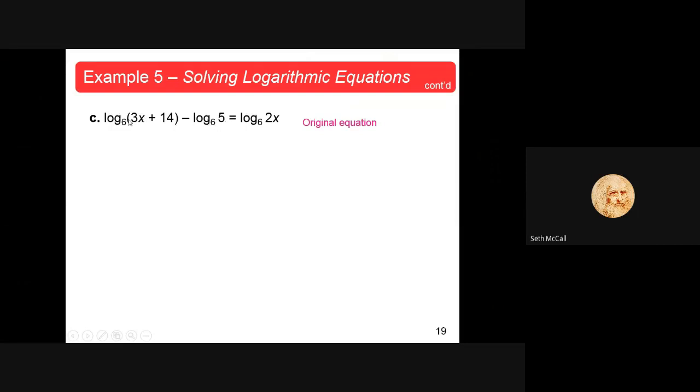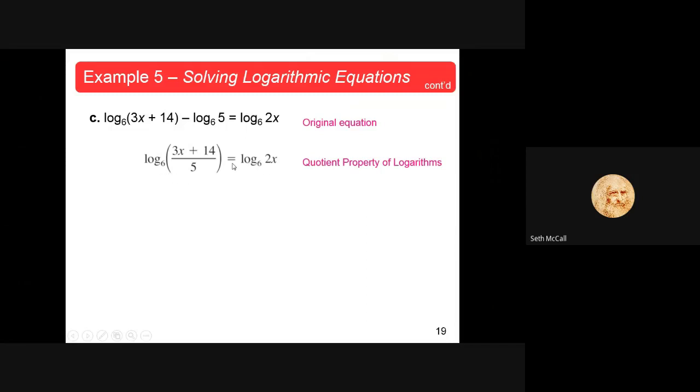Because these logs are being subtracted and they are the same base, you can condense what is being logged into one single fraction. Again, that's called the quotient property. So you can see now that we have log base 6 of 3x plus 14 over 5. And there's only one log on the left-hand side now. Now, moving forward from there, we can utilize the one-to-one property because there's a log base 6 here, there's a log base 6 here.